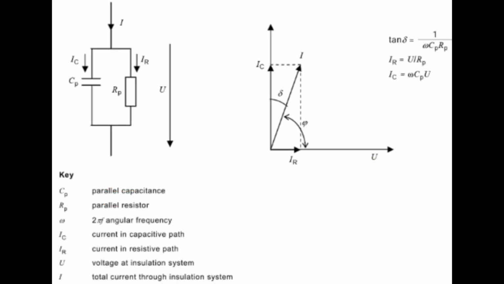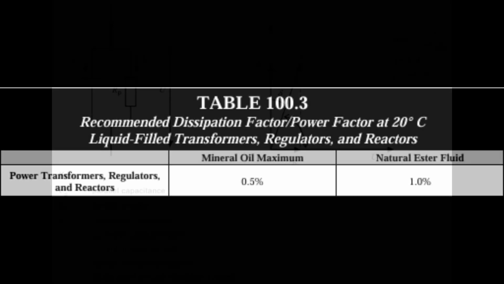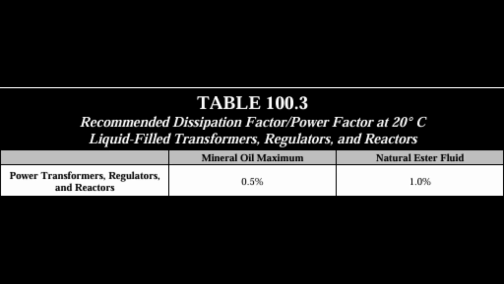The equivalent circuit and phasor diagram. The equivalent circuit of the dissipation factor, DF, test for a transformer is derived from the transformer's insulation system and can be modeled as a parallel combination of resistance, R, and capacitive reactance, XC. Acceptance criteria according to NETA ATS with Table 100.3.